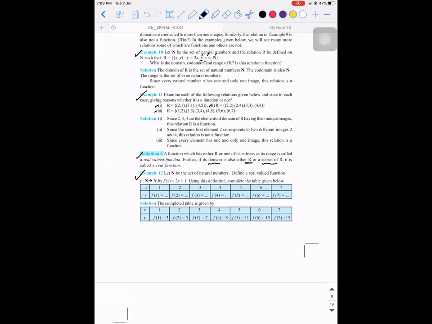So example 12 will be like this. Let N be the set of natural numbers. Define a real valued function f which is mapped from N to N such that f of x is equal to 2x plus 1. This is the one which you did last year. I told you, the table.